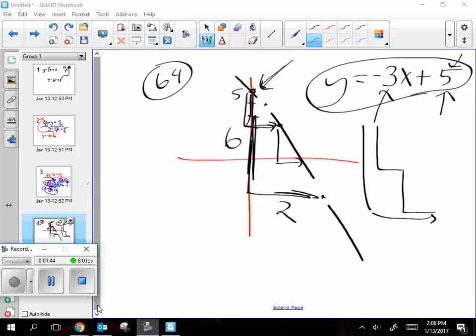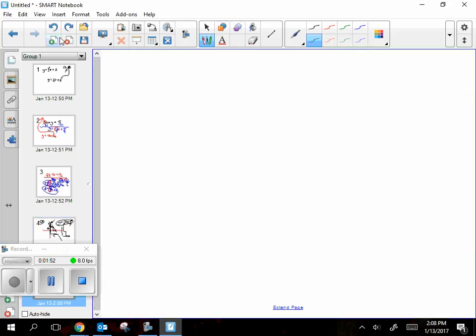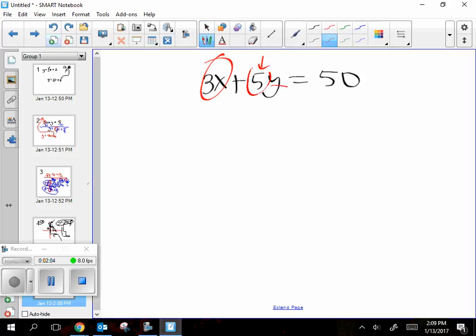All right, next one. Number 68. Everybody look at number 68. Remember how I said that you're going to have to solve for y a lot? There it is again. 3x plus 5y equals 50. How do I get y alone? Got two things by the y. I got this 5 and I got this 3x. Which one should I do? The 3x is correct.